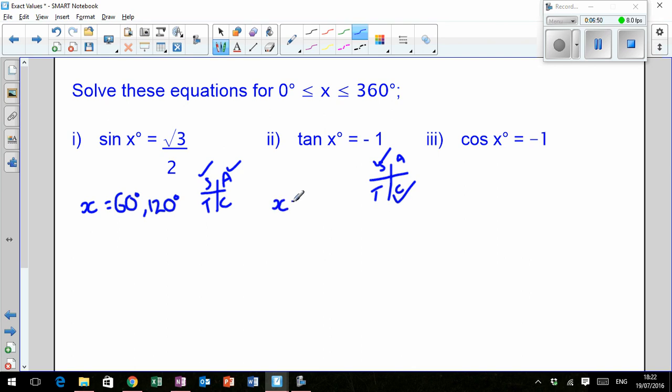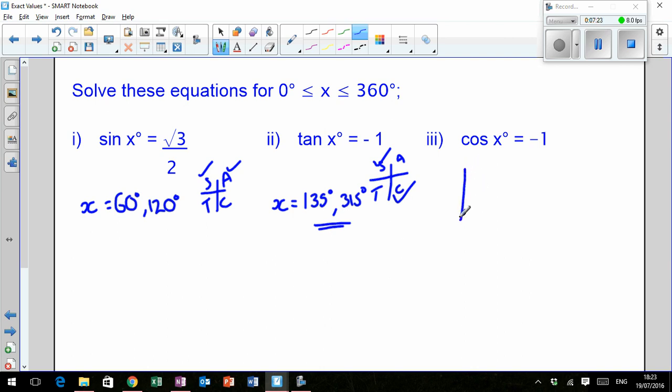Now, the third one's slightly trickier. We're looking at cos x equals negative 1. Now, for sine and cos, 1 and negative 1 is a special value because that's at a maximum or minimum of our graphs. And for 0, sine, cos, and tan are all special because that's at the extremities of our quadrants as well. So the cos graph we know is this, negative 1 there, bang in the middle, so x has to equal 180 degrees. Okay, and there you go, that's it.